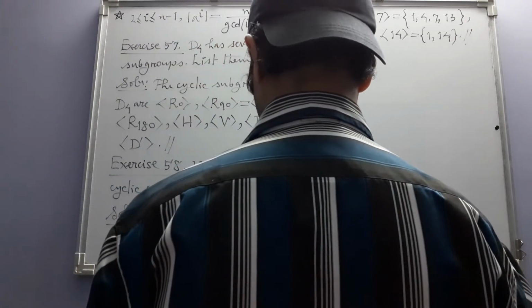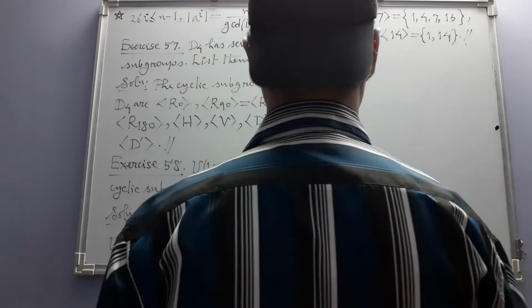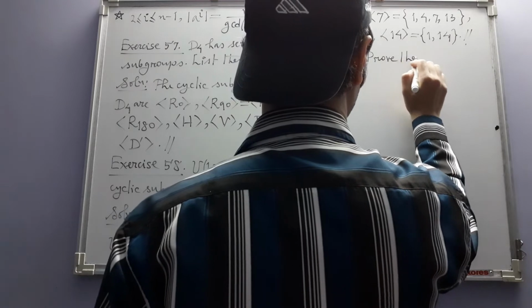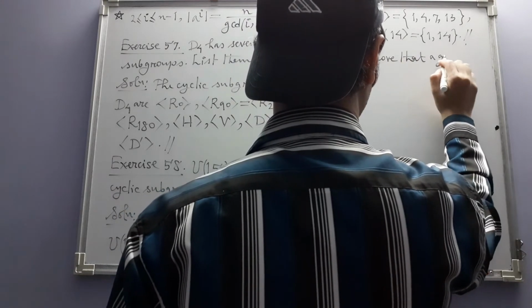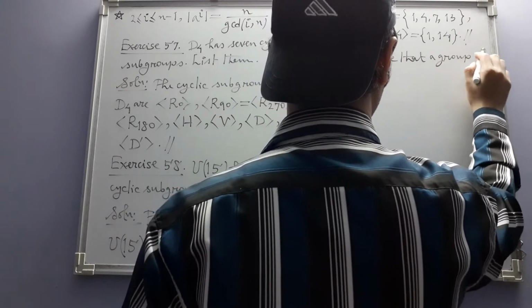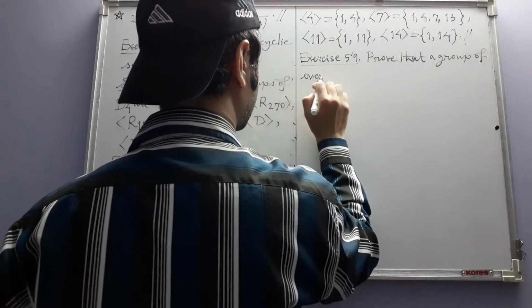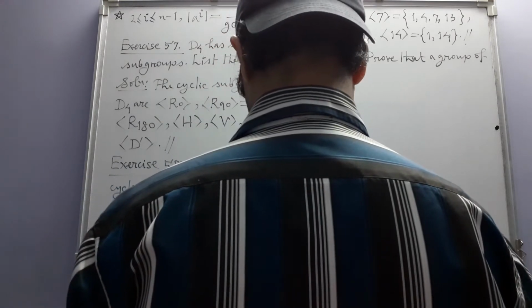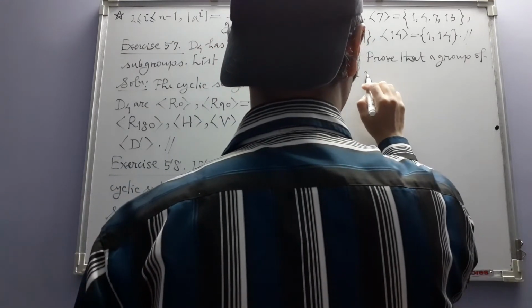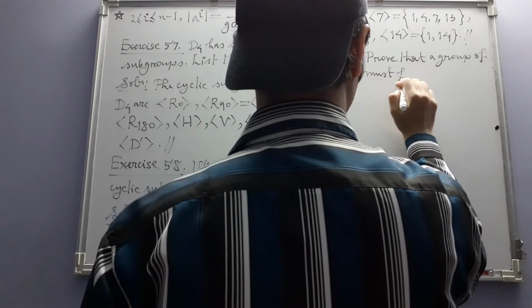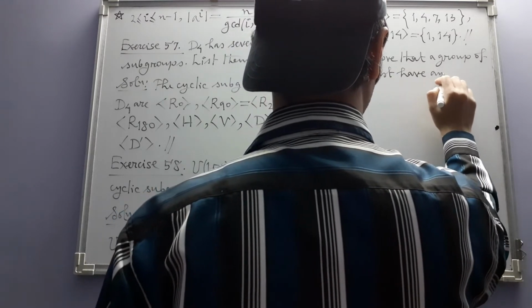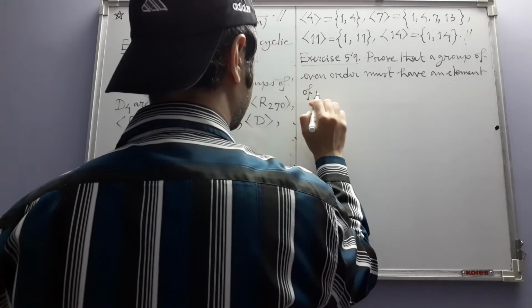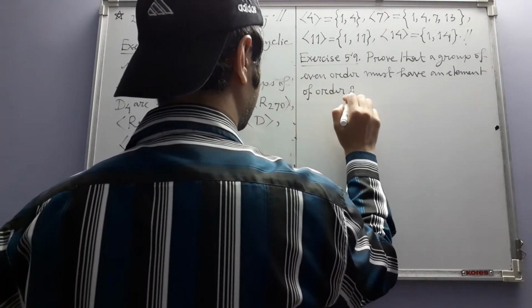Exercise 59. Prove that a group of even order must have an element of order 2.